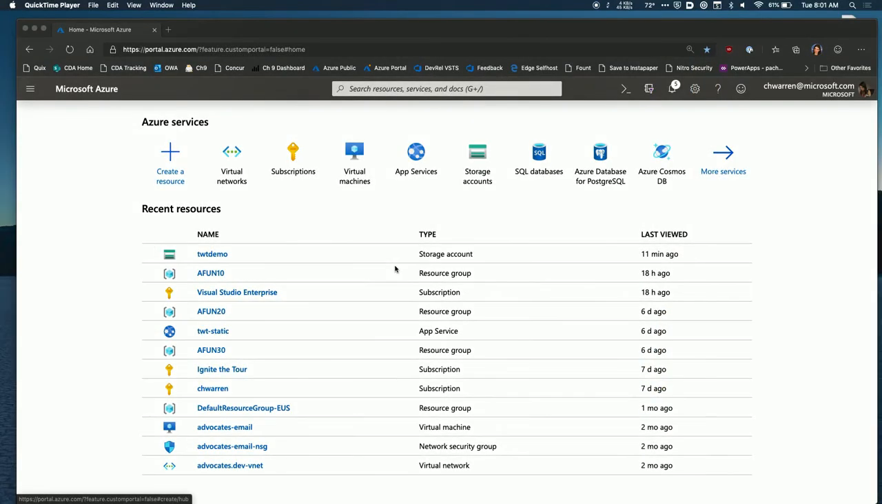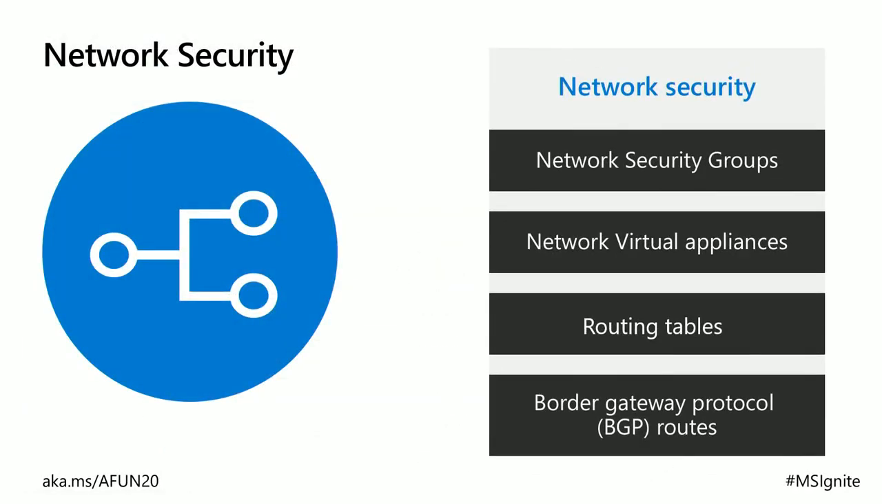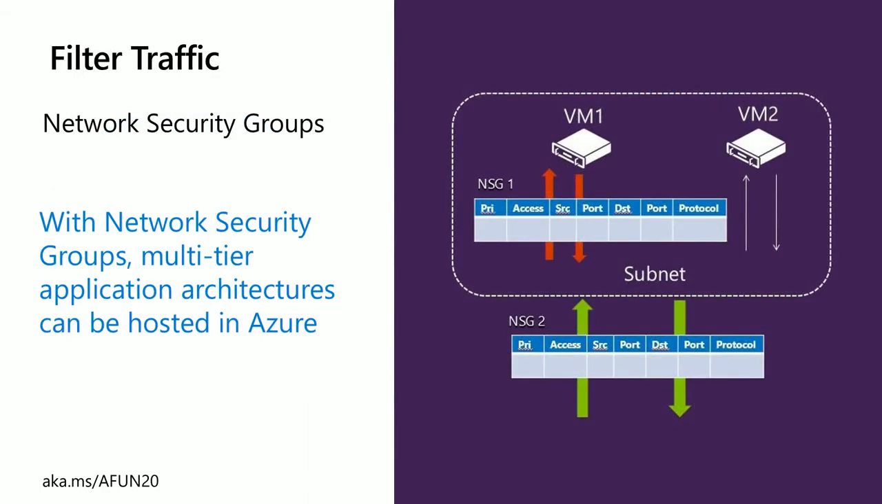All right, so the next thing I want to talk about is security. There are a couple of different options when it comes to security. We actually have an entire session on security, which is going to be taking place later this afternoon, and that will go into more of these details. But when you're thinking about how to secure your network, you want to look at things like network security groups, virtual appliances, routing tables, and border gateway protocol routes. So when we first think about at base level, how do we want to secure our networks?